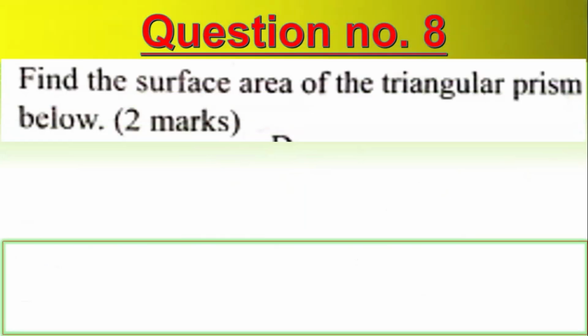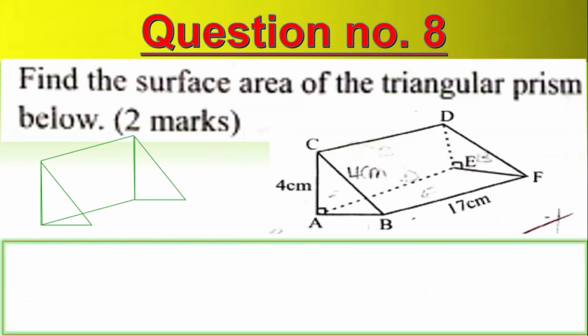Number 8 says, find the surface area of the triangular prism below. So this is the triangular prism. You can see it. So this is 3 centimeters, and this is 4. This is 17. So here is 17, and also here is 17, because they are the same thing. Now, how many surfaces are there? This is Pythagoras theorem. You can see this 90 degree right angle here. If this is 3, then this is 4, and the ratio is 3, 4, 5.